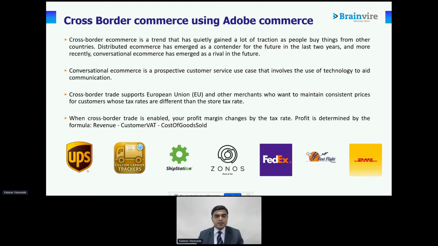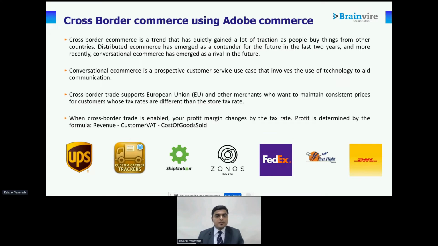All these are shipping-related tools which provide you the best facility and possibility to distribute and sell your product to the customer's doorstep with competitive shipping pricing. And they take care of all your shipping systems with competitive pricing. And tools like custom carrier trackers or even Zonos allow you to check the taxation and everything in the system itself for cross-country selling, and how to manage the same.